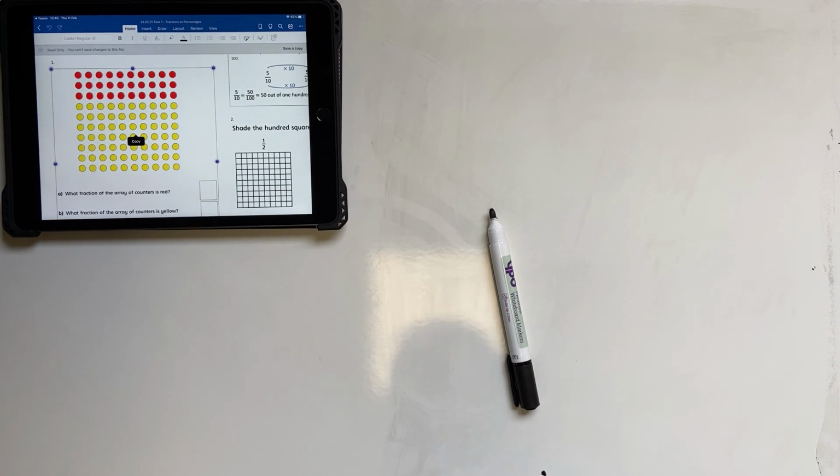Hello everyone, so today's lesson is converting fractions to percentages.